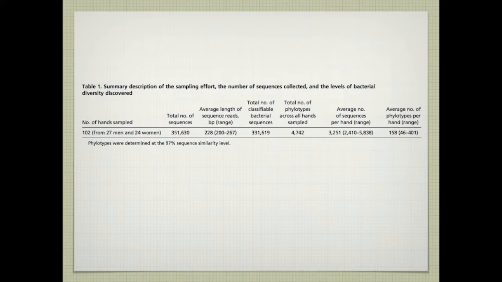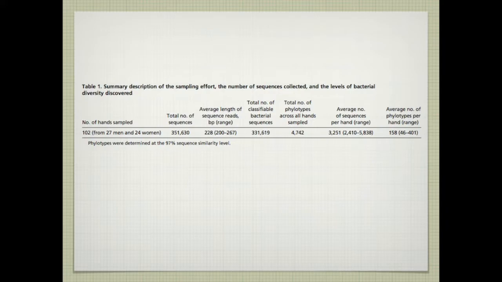So what's the data? They did 27 men and 24 women, both hands. And they just swabbed the hand. They didn't do subparts of the hand or anything like that. This is one experiment. This is actually not an entire 454 plate. They did two other experiments on the same plate. This is just one of the three experiments they did. And so they've got 351,000 sequences. They got over 1 million on that one plate. Average length of 228 nucleotides.